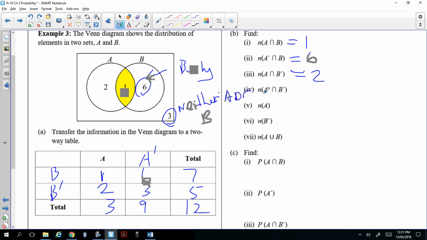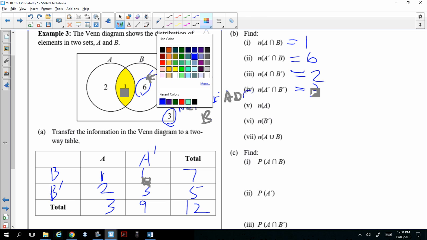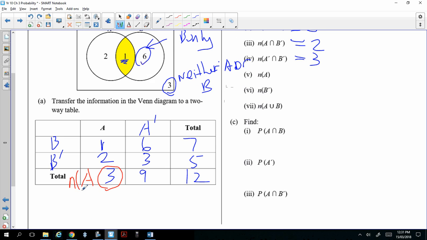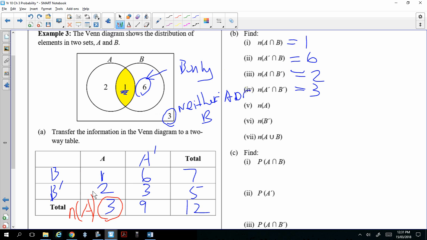And then how many A's altogether? The number of A's altogether is this number. This is A. Right? This is the number of elements in A. So in that case, that's just 3. And the number of elements not in B will be this row, 5. This row, so that's n not in B. So you get 5.